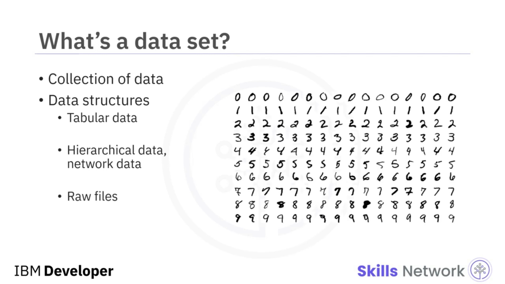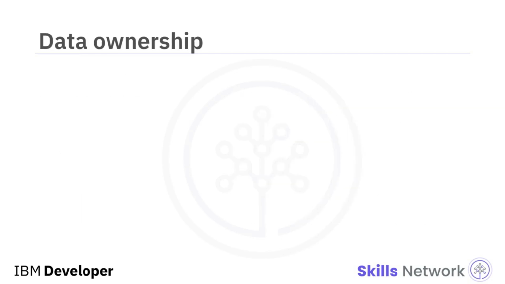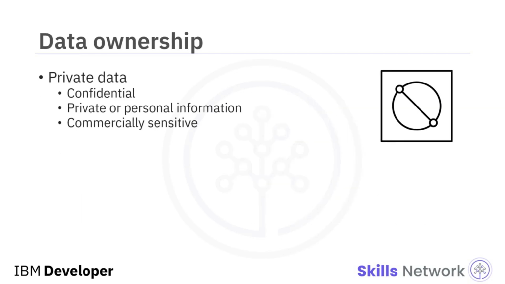A dataset might also include raw data files such as images or audio. The Modified National Institute of Standards and Technology, or MNIST dataset, is popular for data science. It contains images of handwritten digits and is commonly used to train image processing systems. Now, traditionally, most datasets were private because they contained proprietary or confidential information, such as customer data, pricing data, or other commercially sensitive information. These datasets are typically not shared publicly.